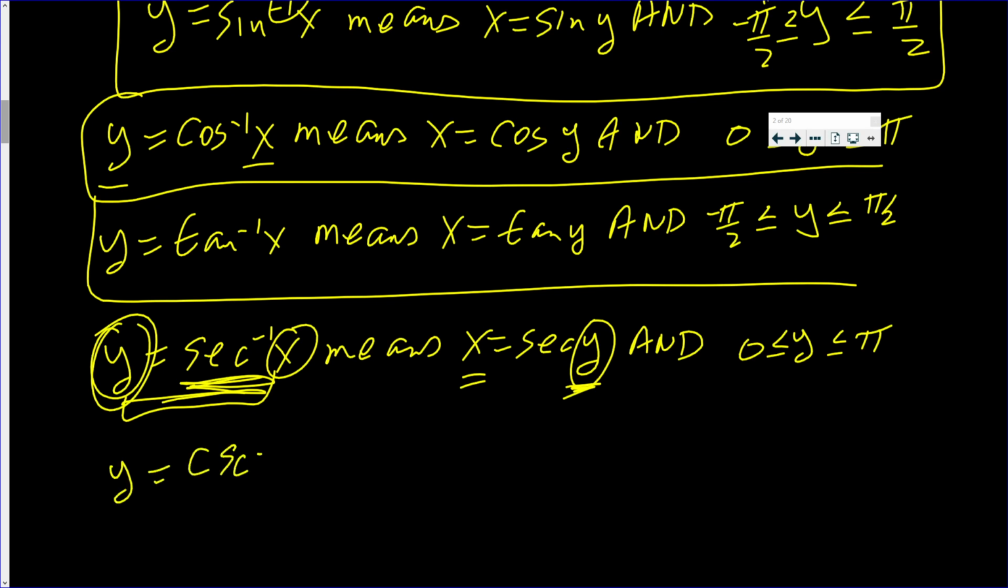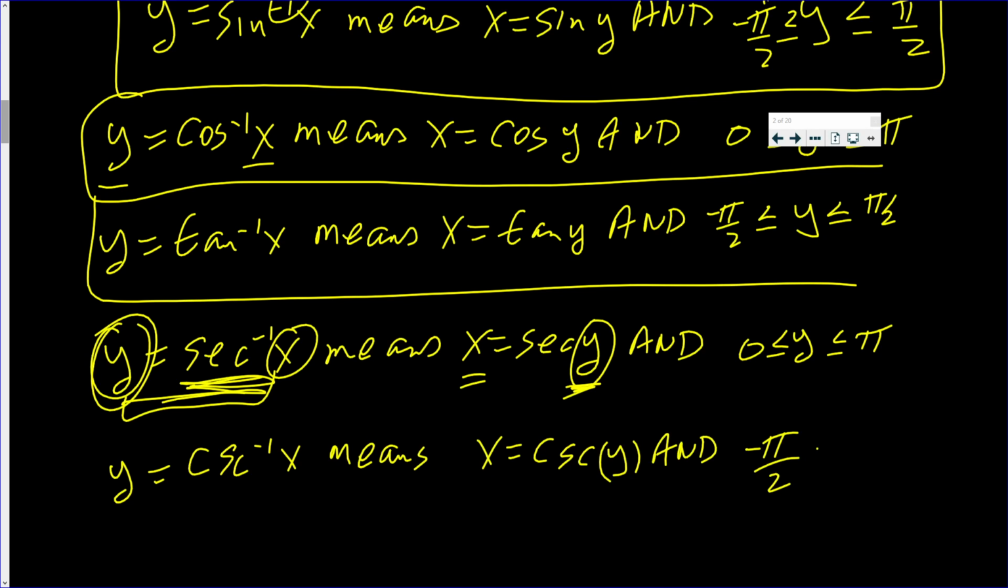Cosecant inverse. Cosecant inverse of x. This means that x is equal to cosecant of y, and y goes between negative pi over 2 and pi over 2.